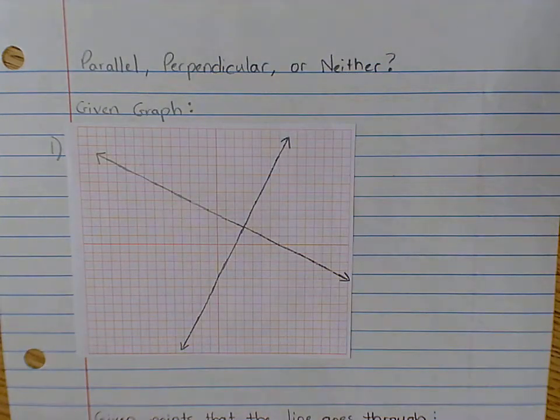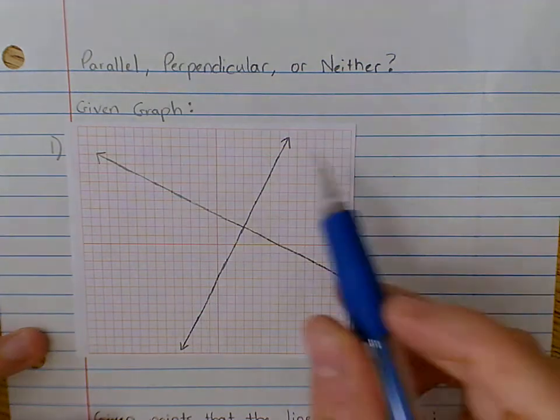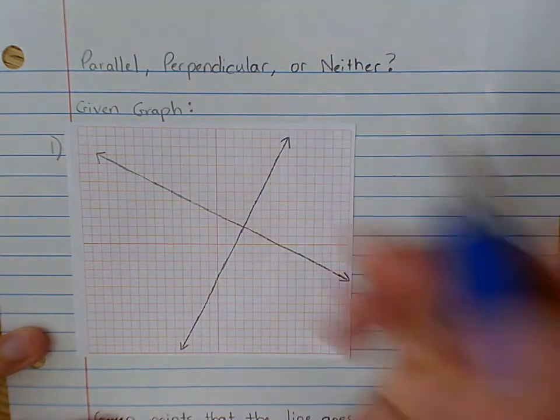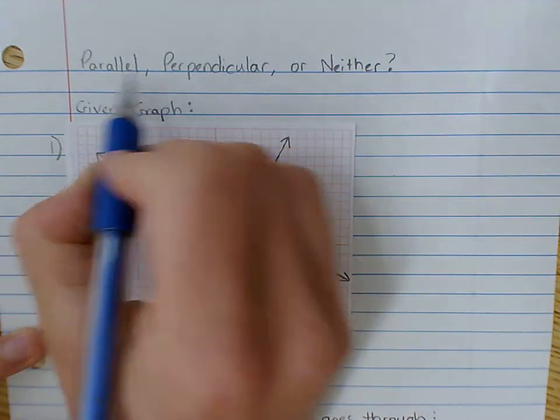Now we're going to talk about how to determine if two lines are parallel, perpendicular, or neither if we're given a graph, and we're also going to talk about how to find that out if we're given points that the lines go through. All right, so we're going to start with the graph.